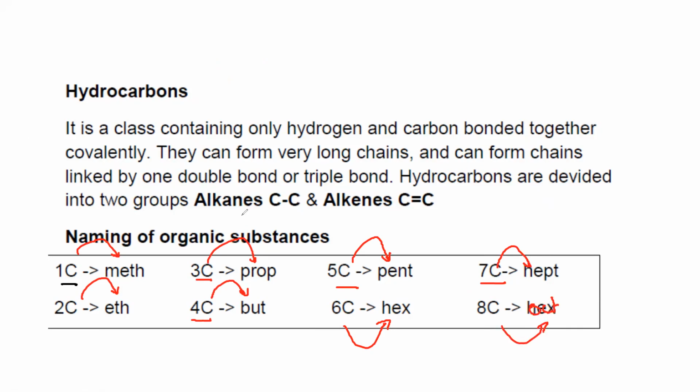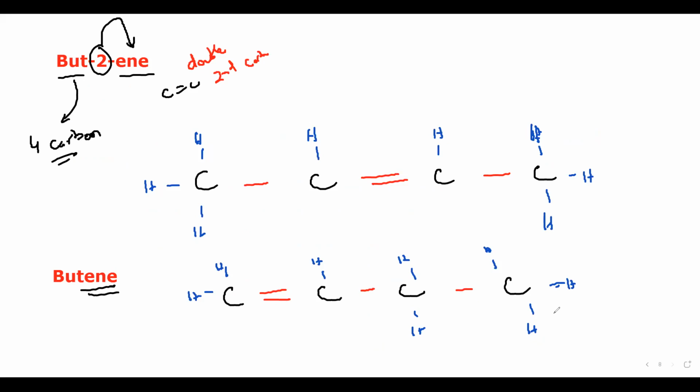And if it's an alkane, the name should end at ANE. If it's an alkene, the name should end at ENE. So from the name, you should be able to draw the structure, and from the structure, you should be able to name a hydrocarbon. So both ways you can find in the exam.